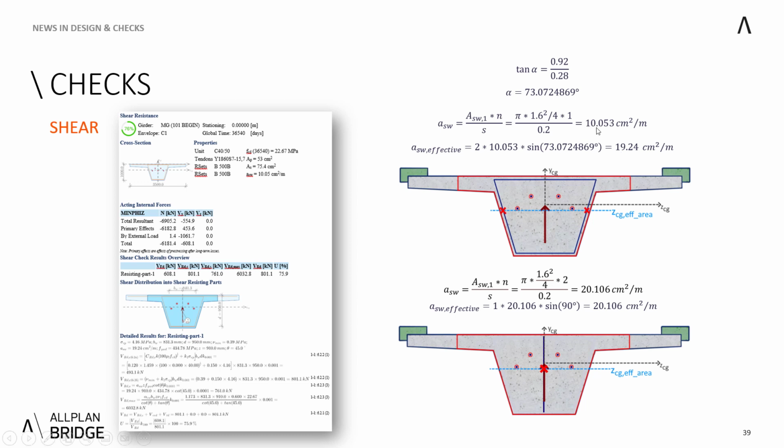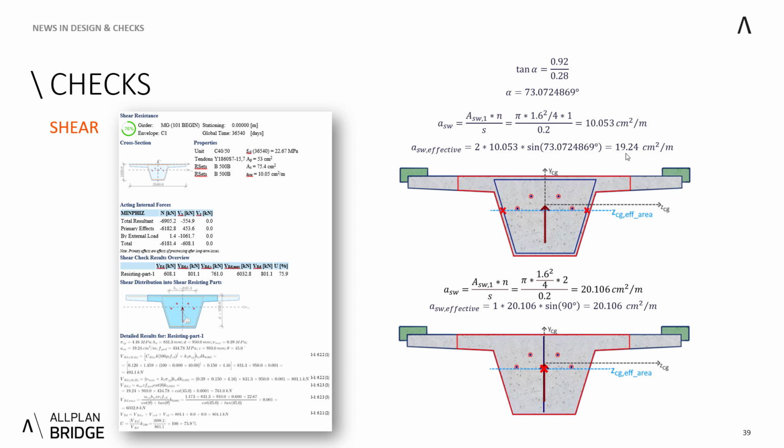Why is it a little bit different? Because, as you can see, those branches are actually inclined. Therefore, I would have ASW for 2 branches per each branch. This is calculated for one branch as 10.05, meaning when I have 2 branches, it will be 20.1, right? But as they are inclined, they are not fully effective. By applying the sine function, I get to the effective area of 19.24 centimeters squared.